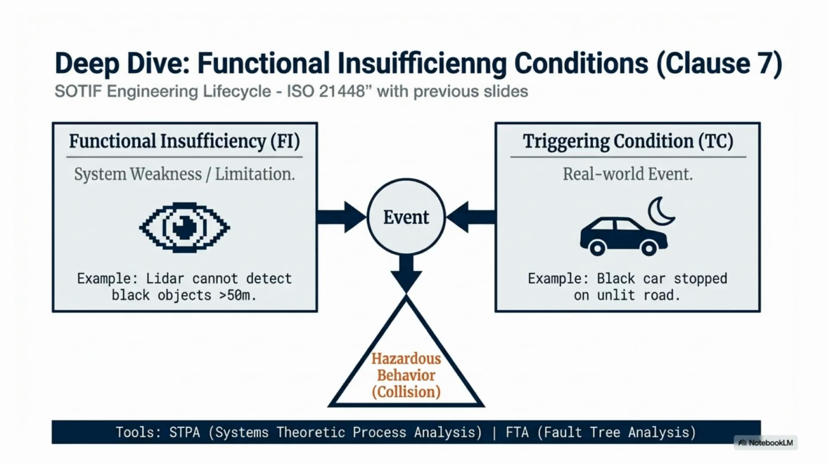Let's look under the hood at the causal chain of a hazard. A functional insufficiency, FI, is a hidden weakness in your design, like a LiDAR sensor unable to detect dark objects beyond 50 meters.